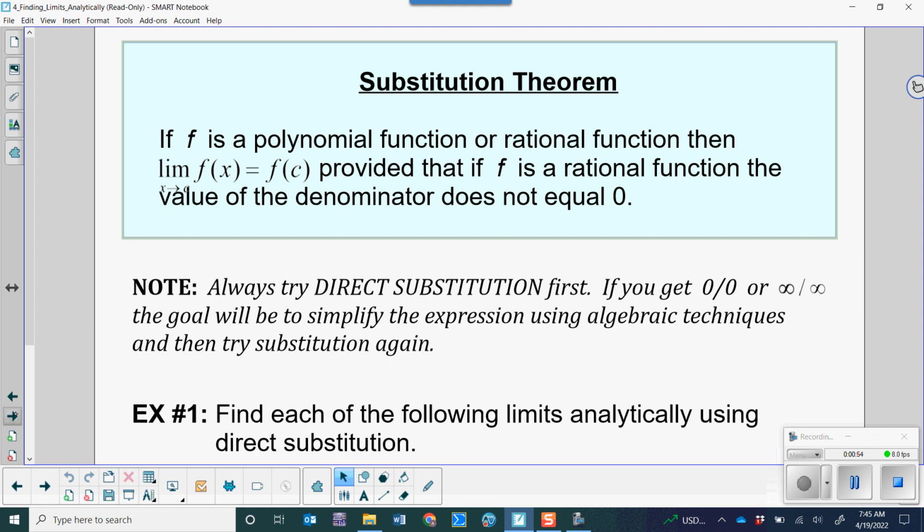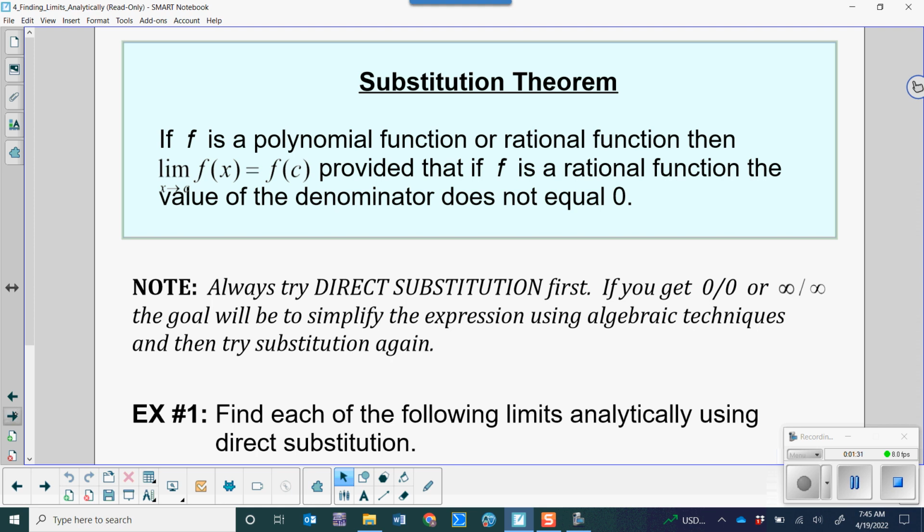All right, so substitution. The very first thing that you will always do is direct substitution first. If you have a polynomial or a rational function, which is a polynomial over a polynomial, then there is a theorem that says that the limit is in fact the value when you plug the number in. Like x is approaching c, the answer for the limit is f of c, providing you don't get denominator equal to 0. But we're going to learn some ways to handle it if you get weird stuff that doesn't work.